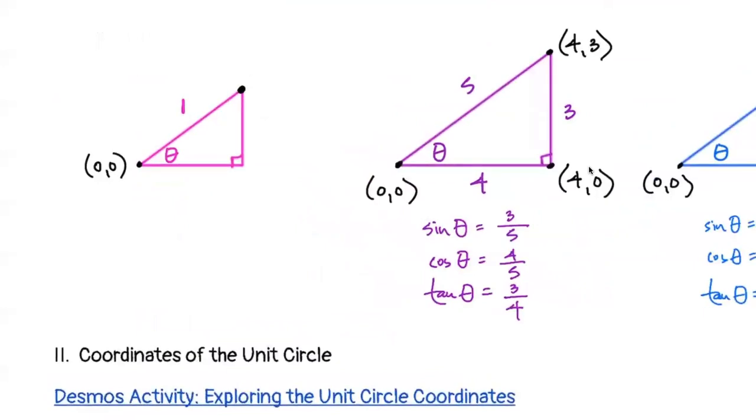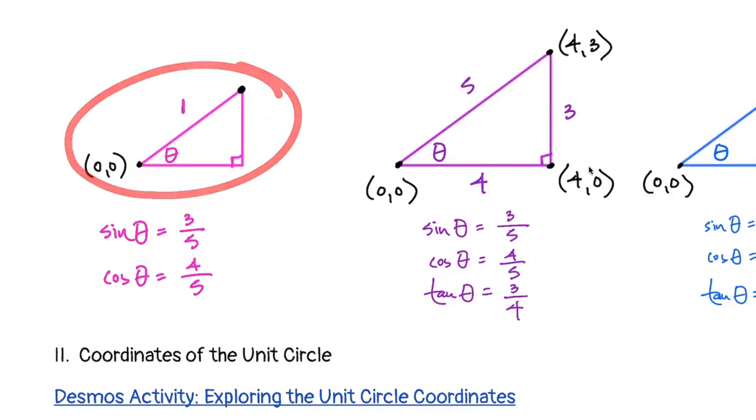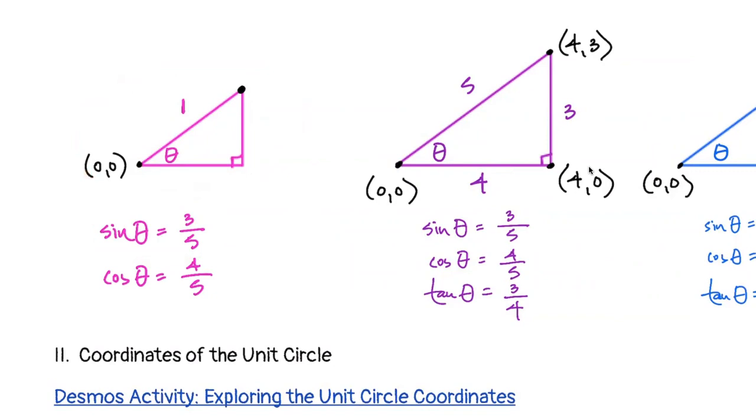Now, I'm going to give you other information too. I'm going to tell you that sine of theta equals 3/5, and that cosine theta equals 4/5. I'm wondering, if you know that sine theta is 3/5, which side of the triangle can you give me a side length for?